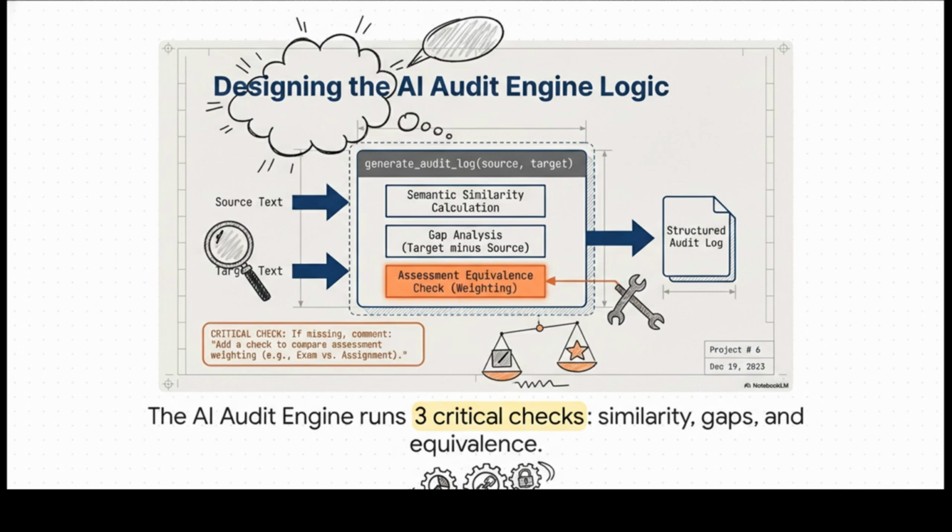Oh no, it runs 3 super critical checks. First, semantic similarity. So it understands the meaning behind the words, not just the words themselves. Then it does a gap analysis to see what's missing. And this is the big one. It checks for assessment equivalence. So it makes sure that, say, a final exam in one course is really, truly comparable to a final project in another. That's a huge deal.